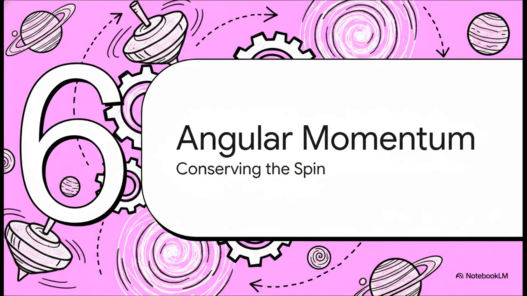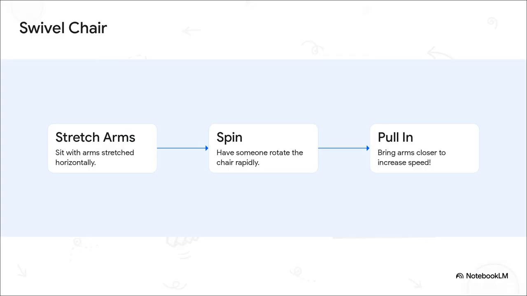And for our grand finale, Section 6, Conserving Angular Momentum. Let's tie all of these mechanics together with the spectacular conservation of angular momentum. Picture yourself sitting on a free-spinning swivel chair with your arms stretched way out to your sides. A friend gives you a really hard spin. You've got a certain amount of angular momentum now.